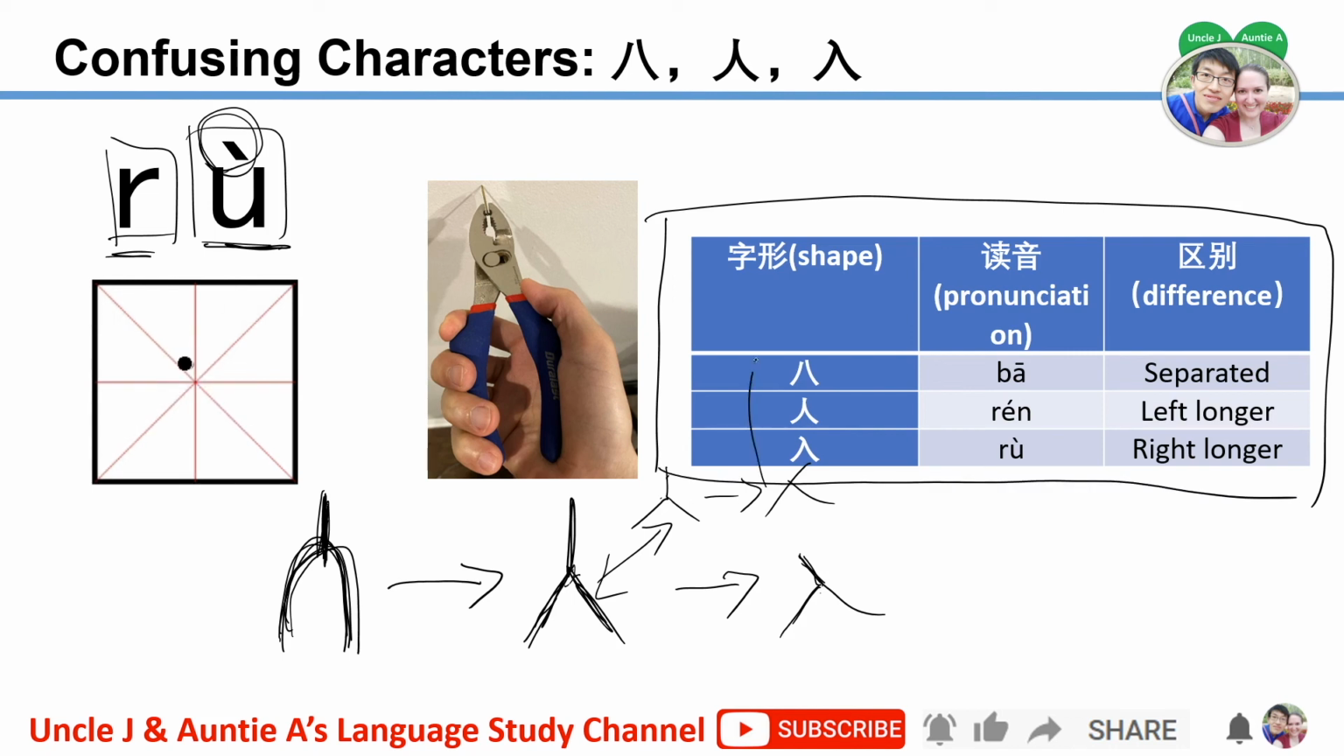We have these three characters: eight, people, enter. They all have two strokes, left falling and right falling. And now you can tell, 八 means separation. In order to separate, they cannot touch each other. And 人, people, left side longer, 入, right side longer. The pronunciation is 八, first tone, 人, second tone, and 入, first tone. 八 means these two strokes should be separated, 人 is left side longer, 入 is right side longer. I hope this video can help you distinguish these three characters.